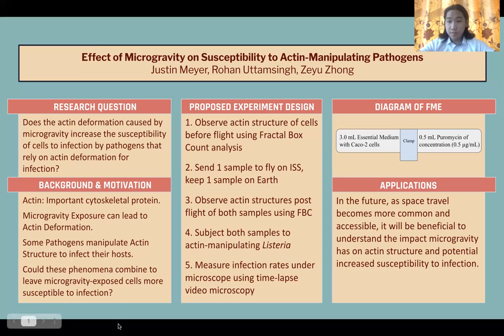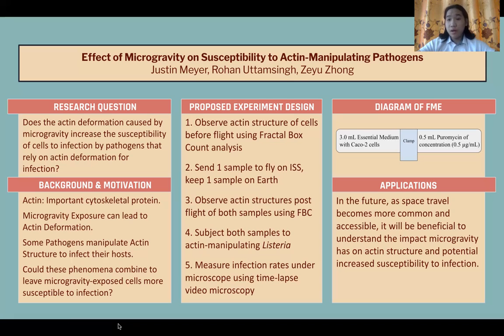The samples will consist of a type 2 FME, which is a tube that contains a clamp separating two solutions. In one of the solutions, we will place 3 milliliters of essential medium with KCO2 cells. The essential medium provides the nutrients for the cells to survive, and the KCO2 cells are cancer cells of the epithelium type, and they're in the colon.